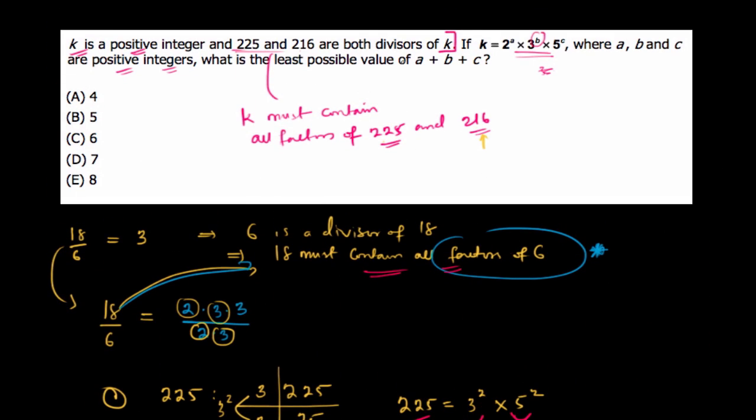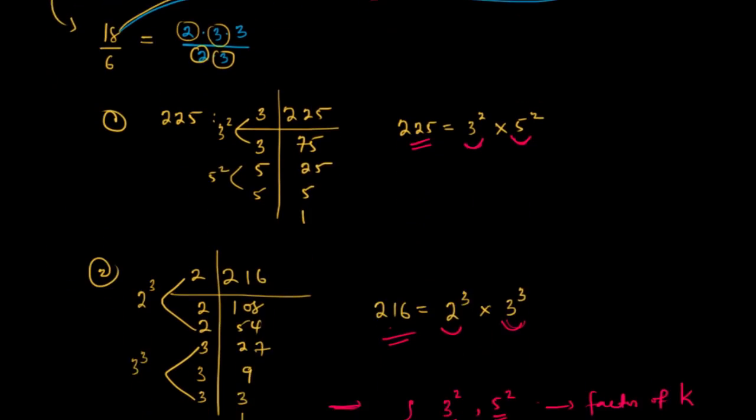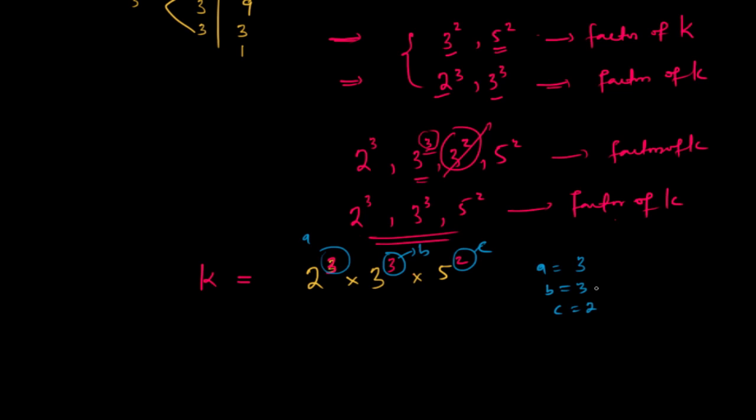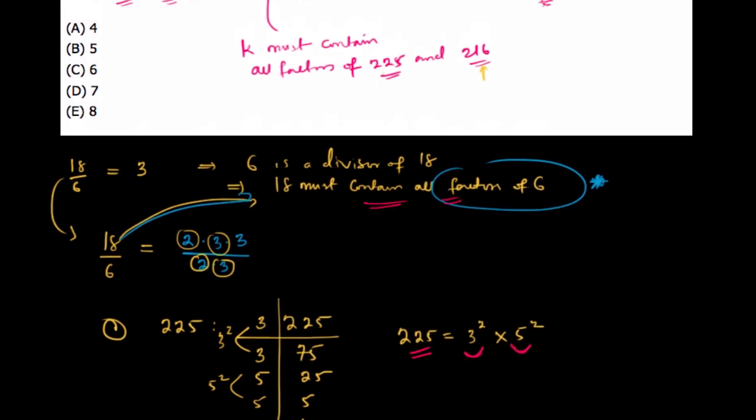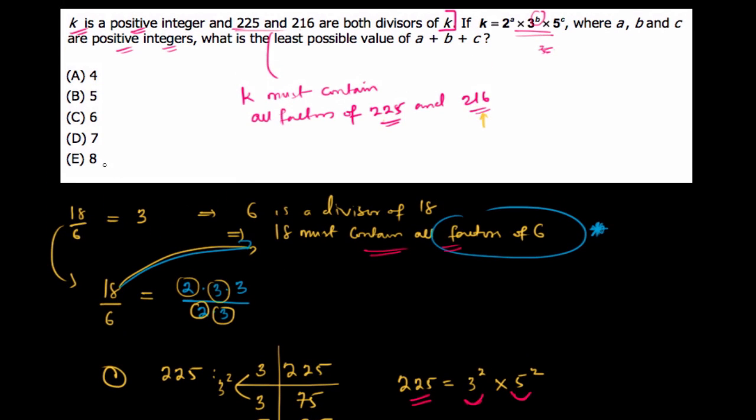It says what is the least possible value of a plus b plus c. So let's sum the values we have here. When you sum a plus b plus c, that's 3 plus 3 plus 2, which is 8. That tells us that the solution of the problem should be E. Yeah, that's how it's been solved.